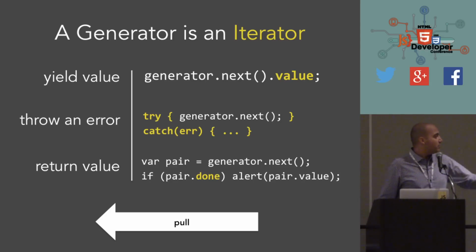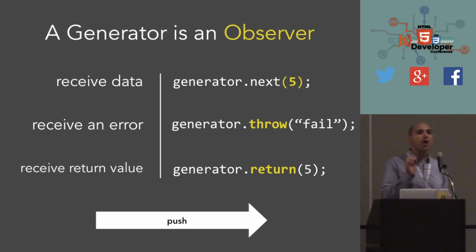And finally, the producer can tell me this. Remember that done property that we got before? If the producer sends me back that little pair and the done is true, that's the way of the producer telling me that, you know what, there's no more data. So those three semantics. Now the generator is also an observer. In addition to being a data source, which is an iterator, it's a data sink. It's something that can absorb information. And so you can receive data from a generator. You can receive an error by calling throw, and you can receive a return value.